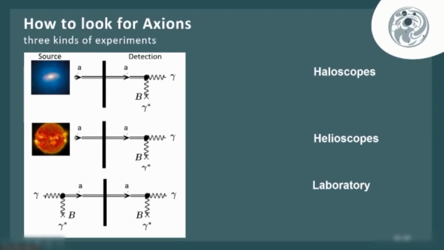You can look for axion in the universe, in the halo of our galaxy. Then you build a haloscope. You can look at the sun and look for axions generated in the magnetic fields at the sun surface. And then you build helioscopes, or you can say, well, I don't trust any of this. I want to generate an axion in my lab. So you produce an axion, and then you convert it back and measure a photon. Those are the three types.